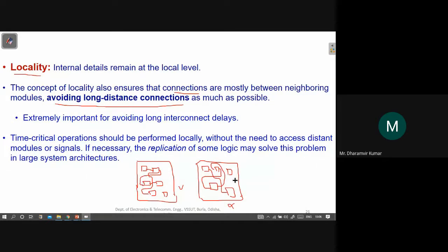Okay. And when you have long distance interconnections between different modules, it will introduce delays by these wire connections, which would be more than the delay of the transistors or the devices. Okay, so to avoid those things, which ultimately will affect the performance of the chip.